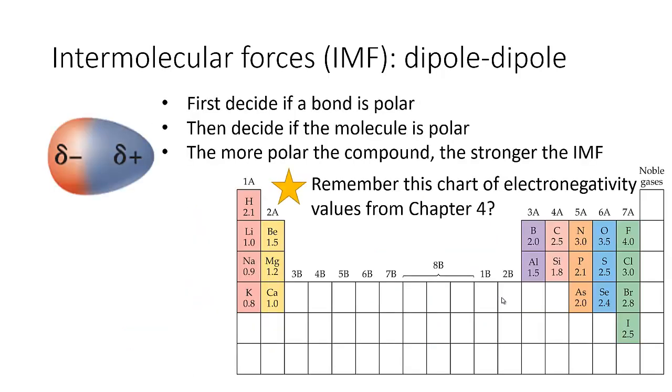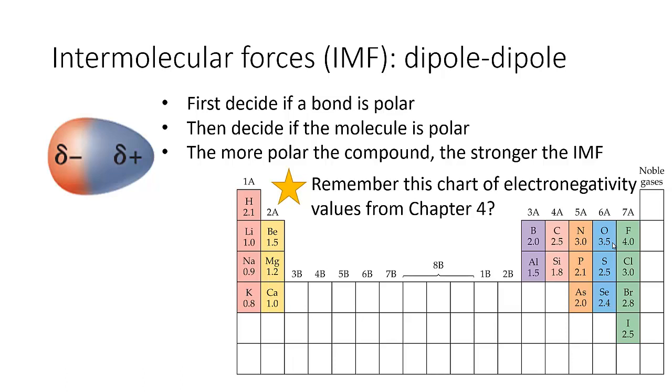In order to figure out if a molecule will exhibit the intermolecular force called dipole-dipole, you must first decide if the bond is polar, then decide if the molecule is polar. So this goes back to those Lewis structures that we looked at before, and it also reminds us of the electronegativity values we looked at in chapter 4. If two atoms are bound together and they have different electronegativities, like hydrogen's 2.1 and oxygen's 3.5, that is going to be a polar bond.